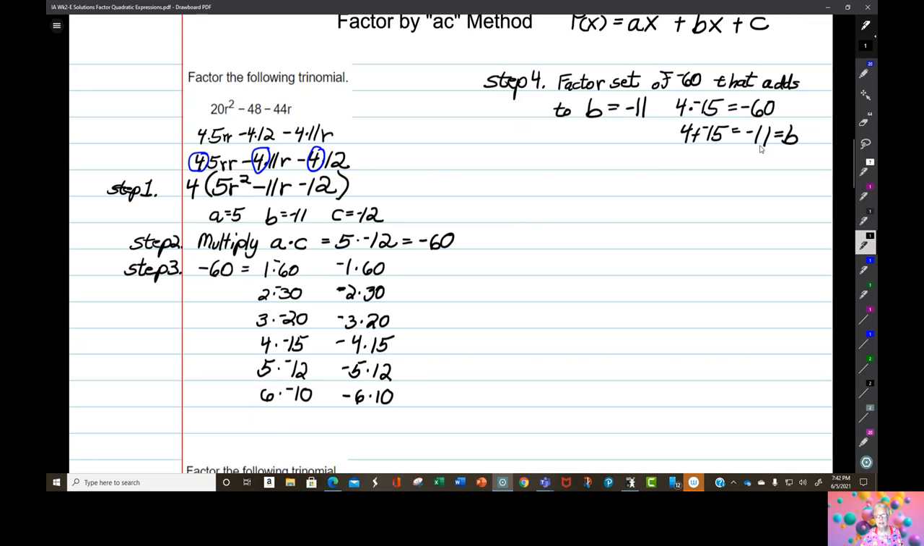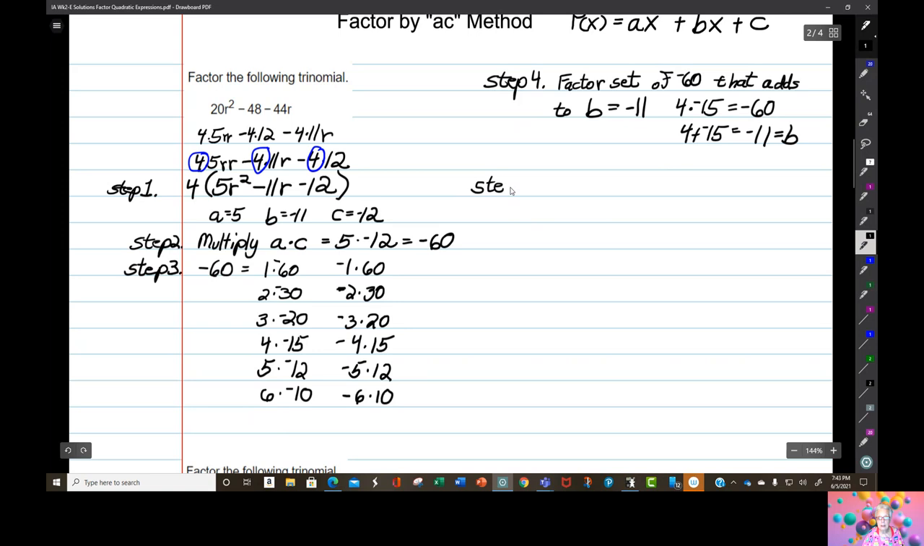What this does is it gives us two numbers, and we're going to do something different with it than we did before. I'm going to rewrite 4 parentheses 5r squared minus 11r minus 12 this way, and I'll tell you why in a minute.